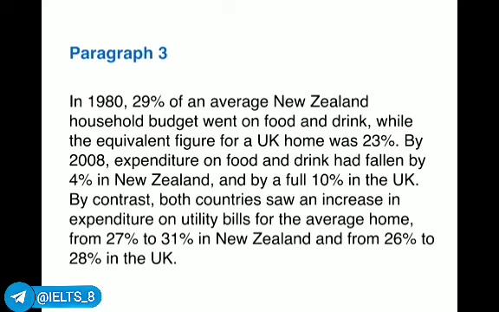So what have we done there? As I said, it's the same information as the first sentence of my overview. That's an interesting technique to use. You take the first sentence of your overview and you expand on it in much more detail. It doesn't always work for every question, but here it does. So what have we got in this paragraph? We've got 2 categories only, food and drink and utility bills, and we've made comparisons between both years and both countries.